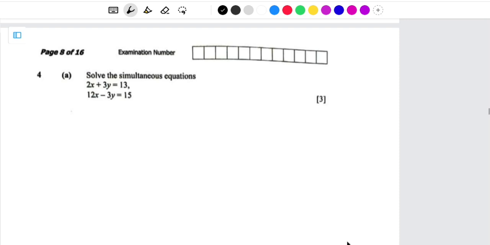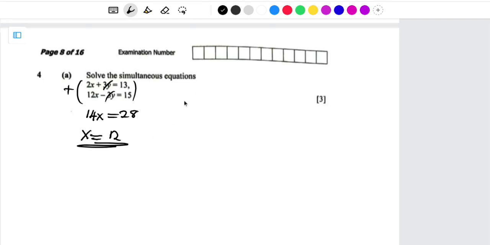Then let's try to answer the simultaneous equation. This simultaneous equation is very simple because here you can't use the substitution method. You have to use the elimination method because this is positive and this is negative. If I put a positive here, meaning this is positive and this is negative, they are going to be eliminated. Then 2x plus 12x, I'm going to get 14x. 13 plus 15, I'm going to get 28. Then dividing throughout by 14, I'm going to get 2 as my answer. Very simple, isn't it?